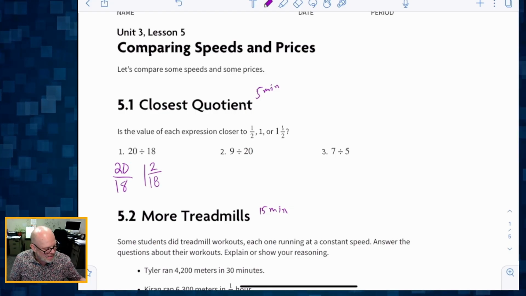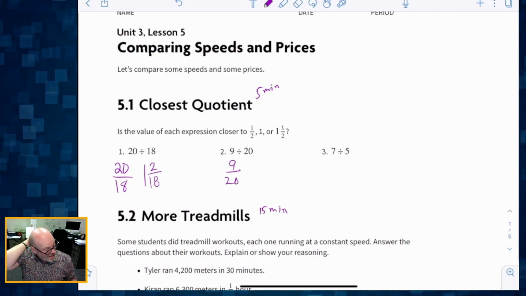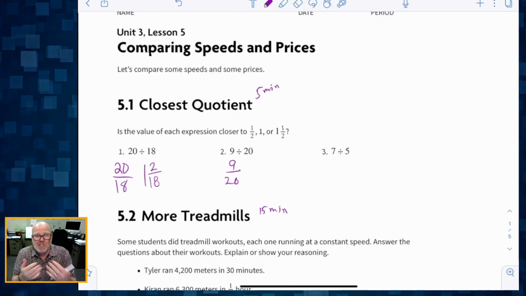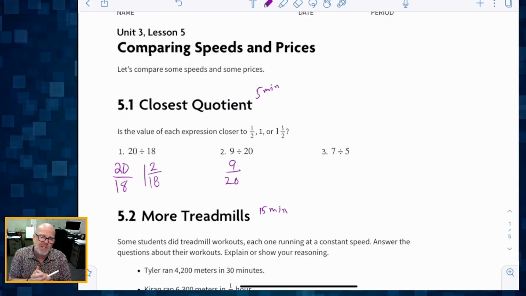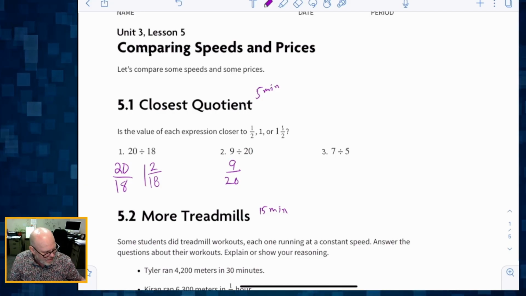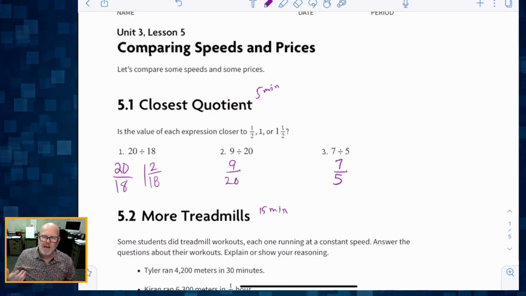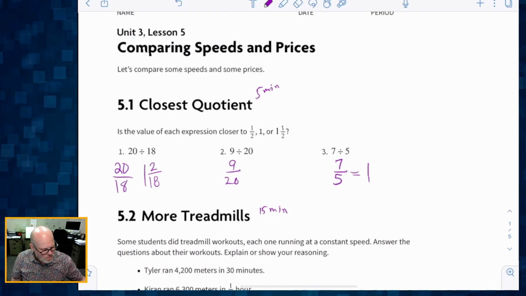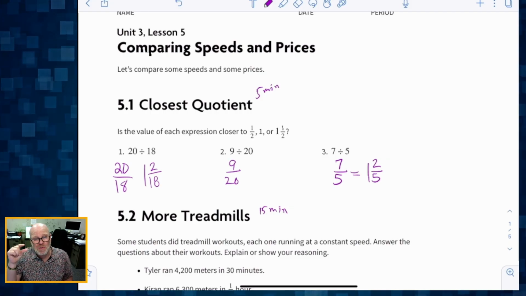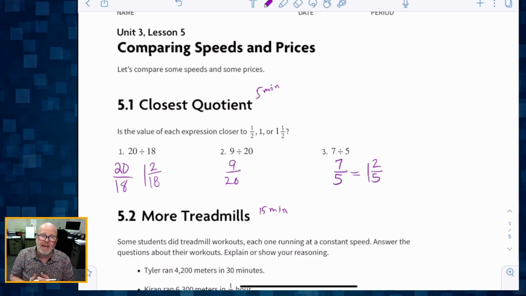I can think of 9 divided by 20 as 9/20. And I know that 9/20 is really close to 10/20, which is half. So I know that 9/20 is probably closer to a half. And then 7 divided by 5. Well, I'm going to think of it again as a fraction. 7 divided by 5 is 1 2/5. And that 2/5 is pretty close to a half. So I'm going to say that's really close to 1.5.